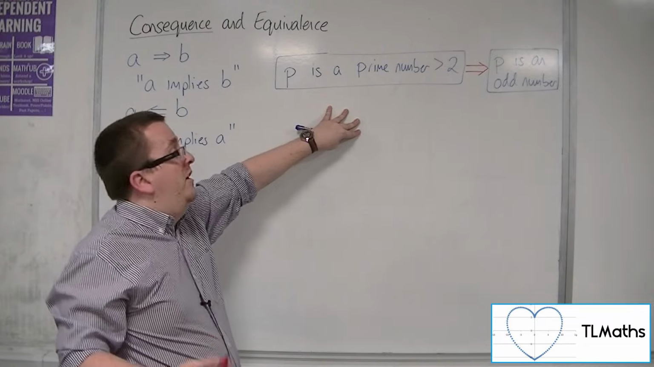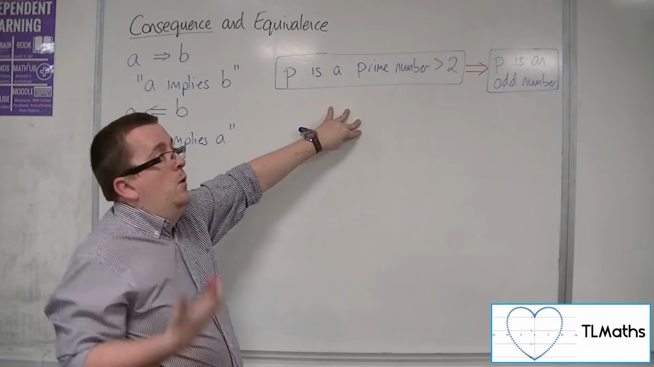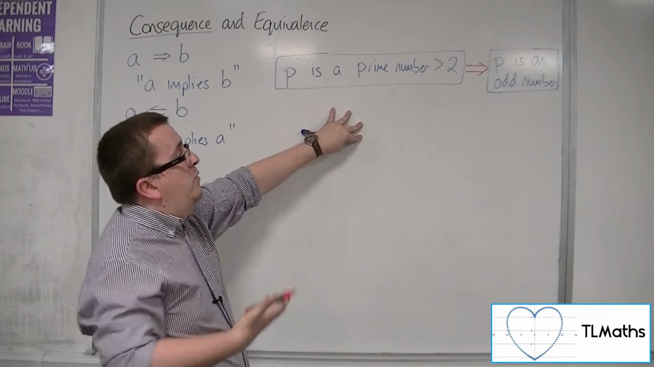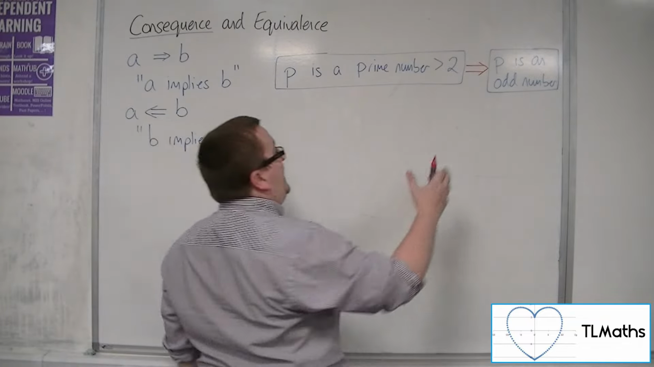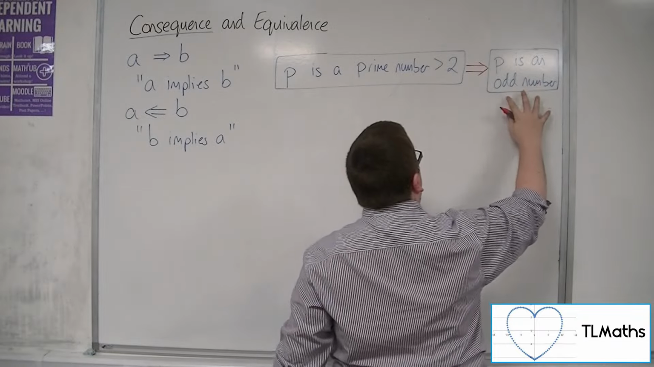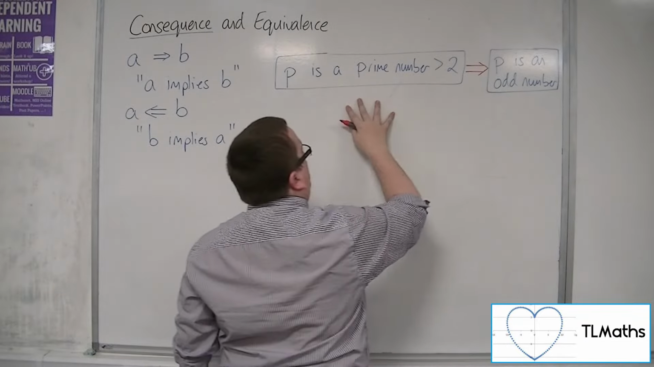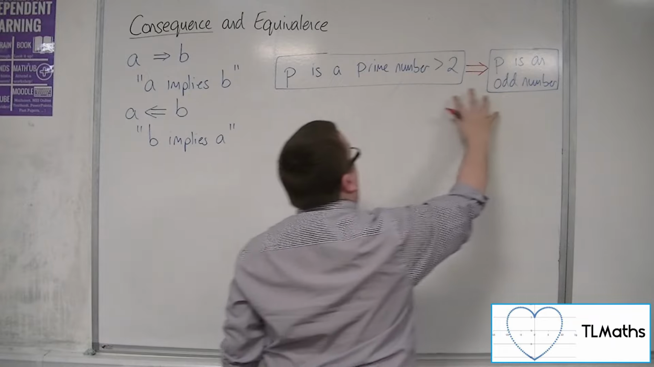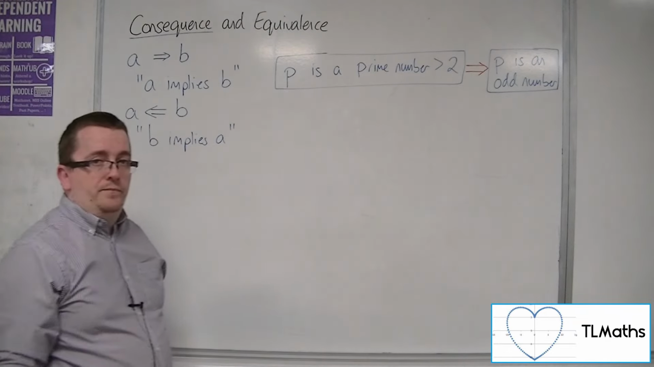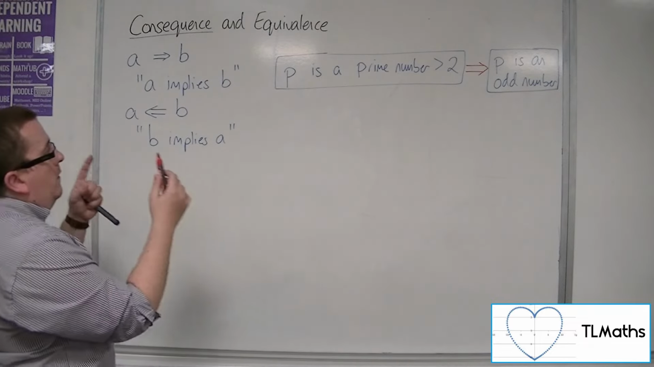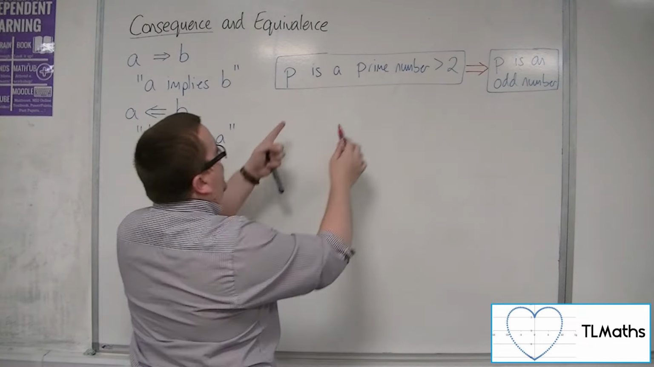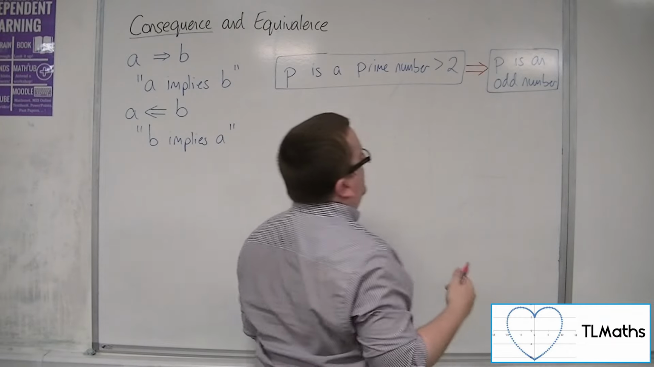Well, in that list, I've mentioned the number 1. 1 is definitely not a prime number, and it's definitely not greater than 2. So we cannot have the arrow pointing from this statement to this one. This statement does not imply that one, okay? So the arrow only points from left to right in this case.